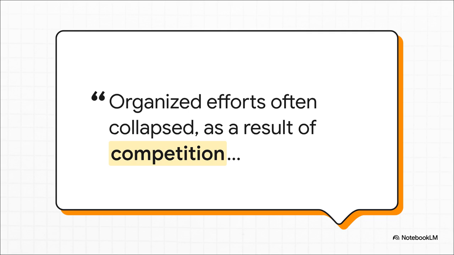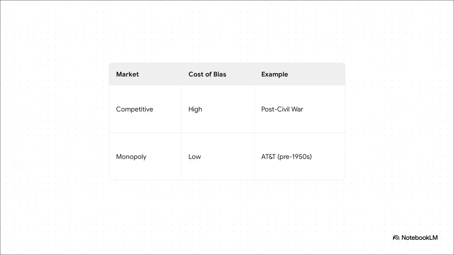Why? Because of competitive economic pressures. The intense agricultural urgency to get crops planted meant some landowners quietly broke the agreement, offering higher pay just to attract the best workers. So, competitive markets naturally subverted that organized discrimination too. Market structure totally dictates the cost of bias.